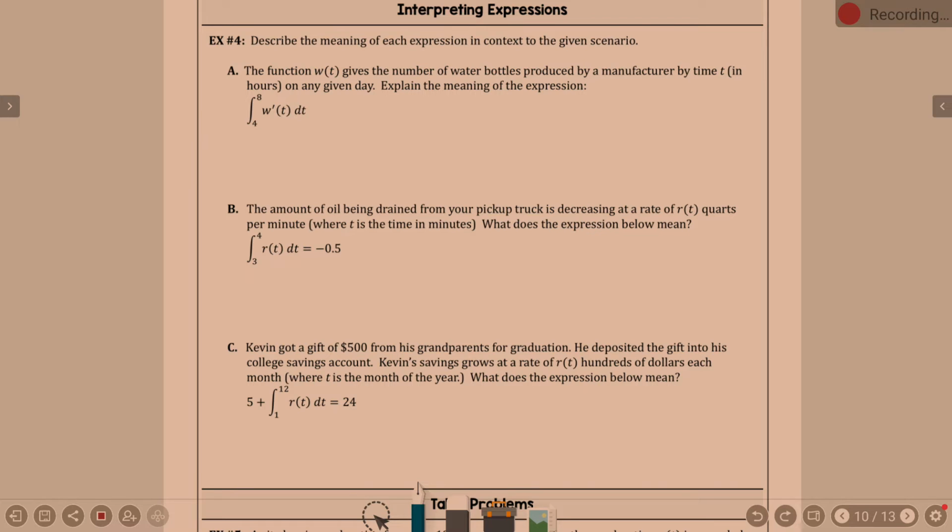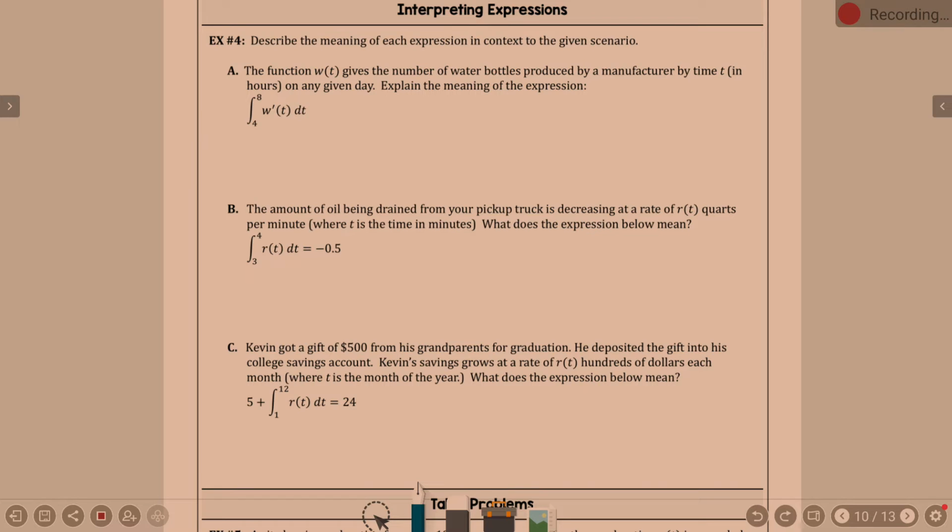Okay. So, now if you think about it, the function gives the number of water bottles produced, right? That 4 and 8 say from the 4th hour to 8th hour. Yeah, I have written the number of water bottles produced by a manufacturer during the 4th through 8th hours.